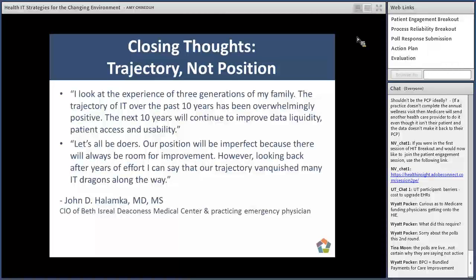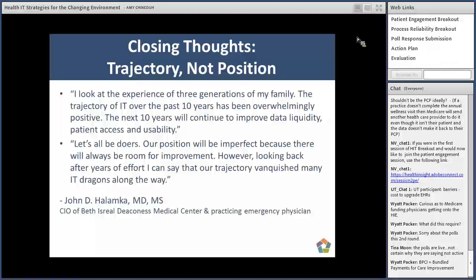He referred to his own family's experience with healthcare data in the past 10 years. He said, at age 53, my personal medical data is electronic. That was not true when I was 43. At age 22, he continued, my daughter has never encountered a paper-based record as an adult. She has always had access to 100% of her healthcare data on her iPhone. That was certainly not the case for me. I look at the experience of 3 generations of my family. The trajectory of IT over the past 10 years has been overwhelmingly positive. The next 10 years will continue to improve data liquidity, patient access, and usability.